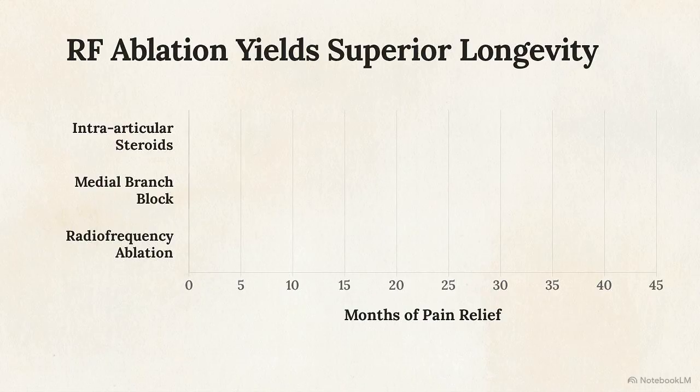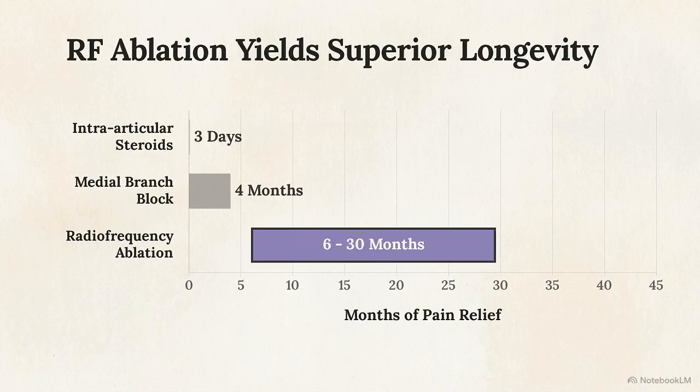Intra-articular steroid injections typically provide a median pain relief of just 3 days. A medial branch block with local anesthetics might provide around 4 months of relief in a small subset of patients, but radiofrequency ablation extends that relief from 6 months up to 42 months.